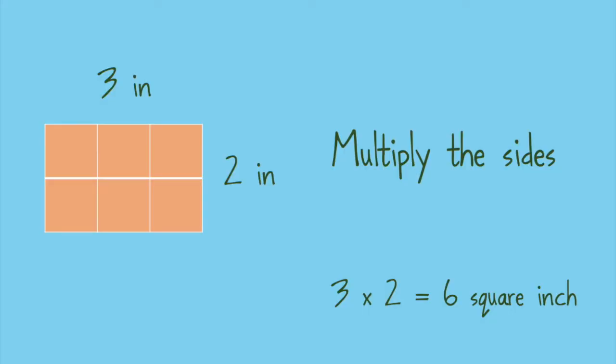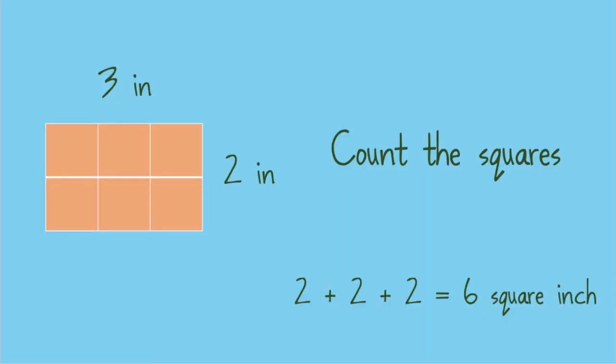To find the area of an object, we can either, if it is a quadrilateral, multiply the length and the width, and that will get us the area, or we can count the square units inside. Here is a song to remember how to do area.